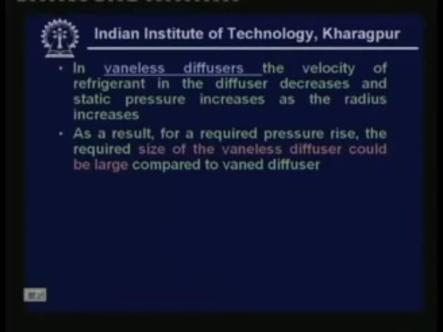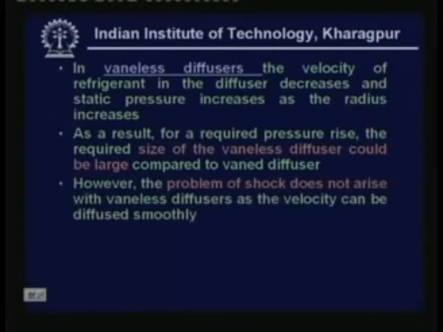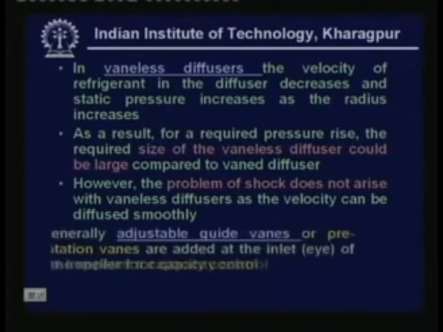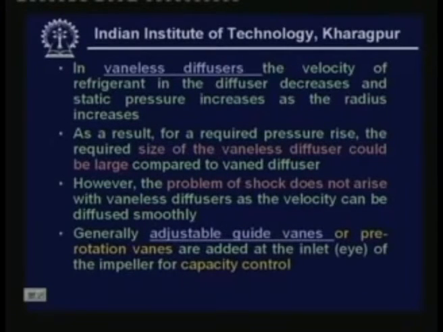So that is what is mentioned. For a required pressure rise, the required size of the vaneless diffuser could be large compared to a vaned diffuser. However, the problem of shock does not arise with vaneless diffusers, as the velocity can be diffused smoothly. So this is an advantage of vaneless diffusers. Generally, adjustable guide vanes or pre-rotation vanes are added at the inlet of the impeller for capacity control. So this is about the diffuser.